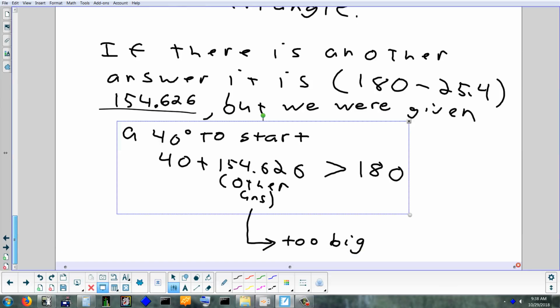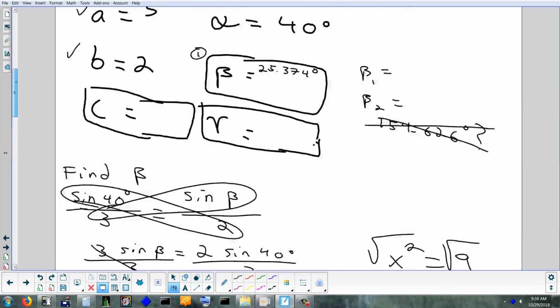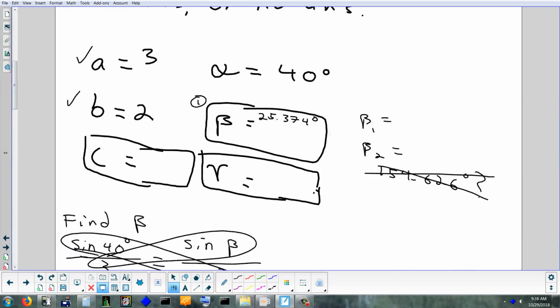So what this means is it's pretty much all or nothing. Either everything has a second answer, everything has just one answer, or everything has no answer. Well, it's not a no-answer problem, because I already got an answer for beta. But the second answer didn't work for beta, which means the second answer doesn't work for gamma, and doesn't work for C. This is a one-solution problem. So from this point, it's just like the previous two problems.